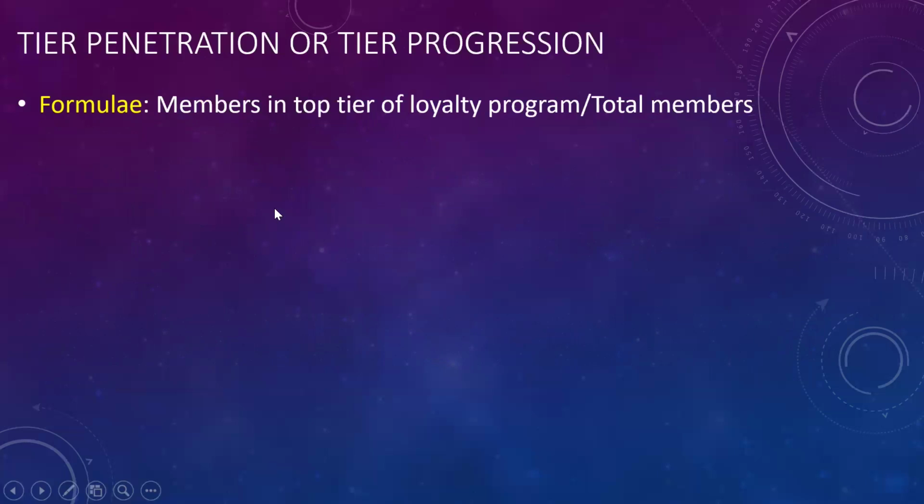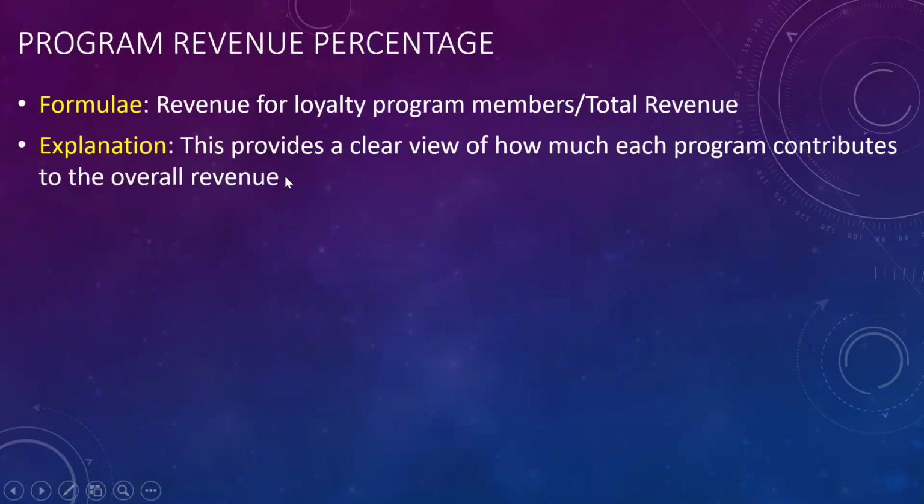Then tier penetration or tier progression. The formula is members in the top tier of the loyalty program divided by total members of that program. Then program revenue percentage. This is the formula, and this provides a clear view of how much each program contributes to the overall revenue of the business entity.